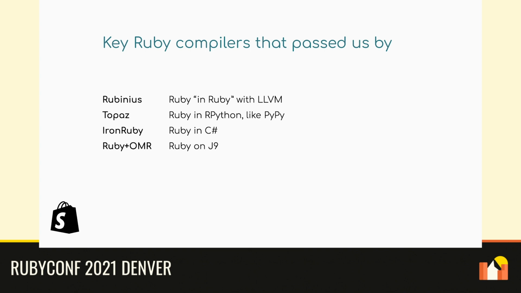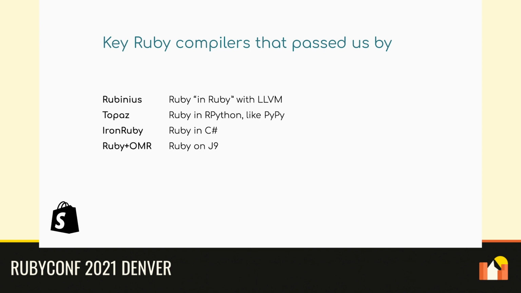Topaz, this is Ruby implemented on top of Python. Have you ever heard of the PyPy project, which is Python implemented in Python with a just-in-time compiler? This used the same system, but implemented Ruby on top of Python rather than implementing Python on top of Python. This used a technique called meta tracing, which we'll talk about in a bit. Unfortunately, this project's discontinued. There's IronRuby, which is Ruby in C# on top of the .NET ecosystem.